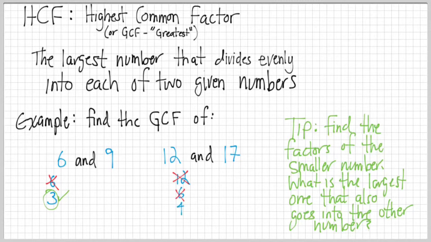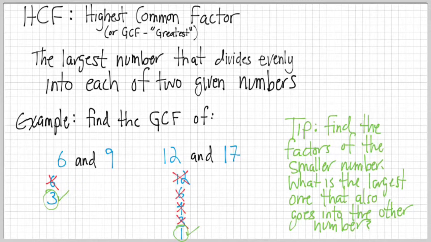4 also goes into 12, does not go into 17. 3 is a factor of 12, does not go into 17. Finally, the last factor of 12 is 1. And 1 obviously does go into 17, so that's our answer. So it's kind of a trivial answer. They basically have no common factors except 1.